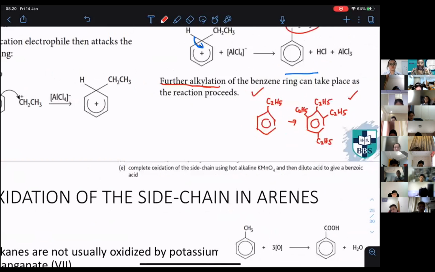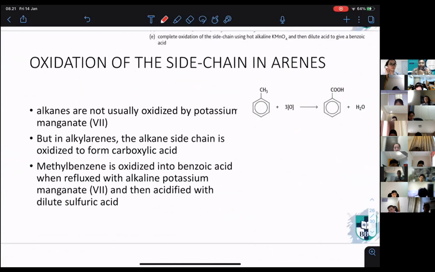Okay, oxidation of the side chain of arenes. Now, alkanes normally are not oxidized by potassium manganate. But if it is an alkyl arene, there is going to be oxidation. So you are going to oxidize to give you carboxylic acid. You do not need to know the mechanism. But do remember, they are going to give you benzoic acid.